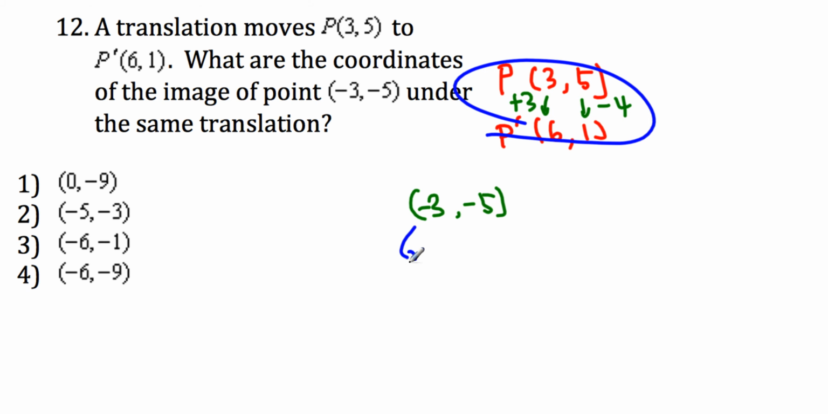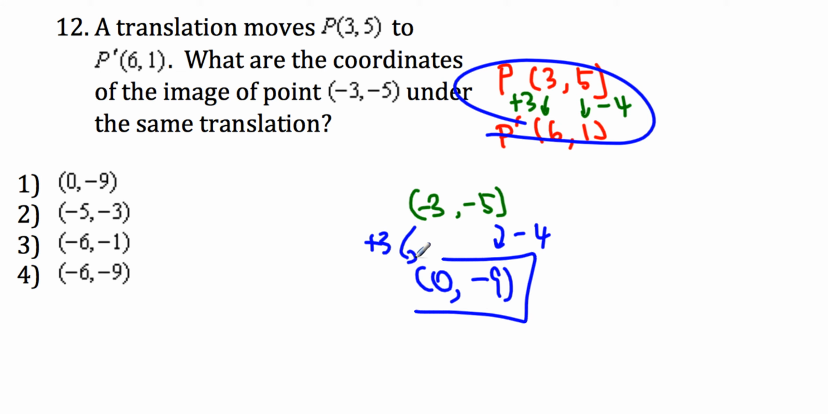Then X will be added on by 3. Y, on the other hand, will be subtracted 4. Then here, negative 3, positive 3, we get 0 for X. Negative 5 minus 4 becomes negative 9. So that becomes our answer, choice 1.